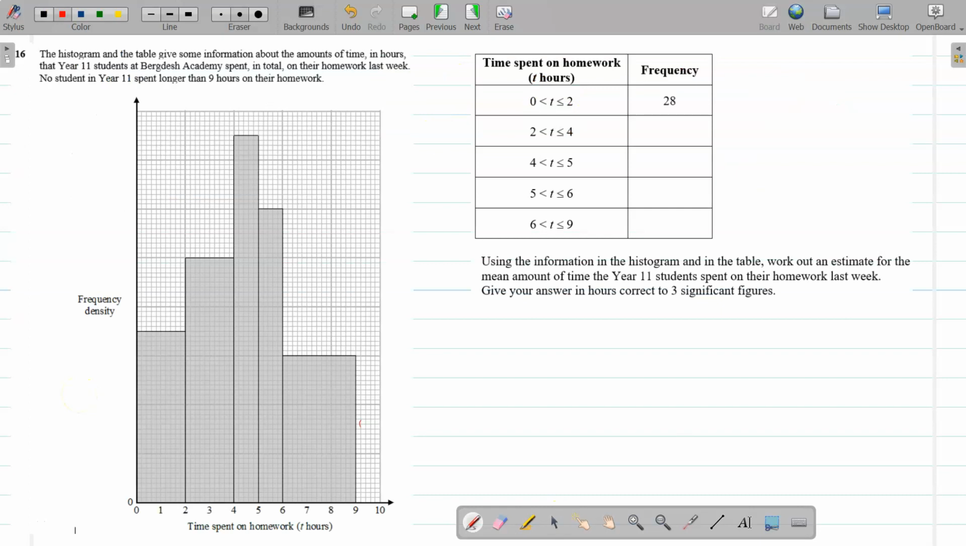Question 16. Here we have a histogram, okay? And here the area of each block represents the frequency. So the first thing to do is to get the frequency density. And the frequency density is the height up the y-axis. Now, if this first block on the left is 28, okay, that's the frequency, and it's a width of 2. That means that this height here must represent 14, okay, because 14 times 2 is the area, 28. So the frequency density is 14.